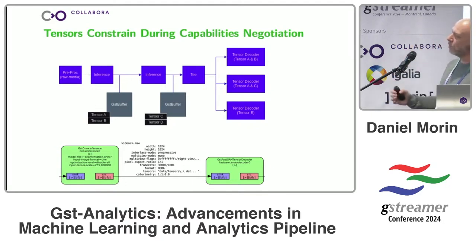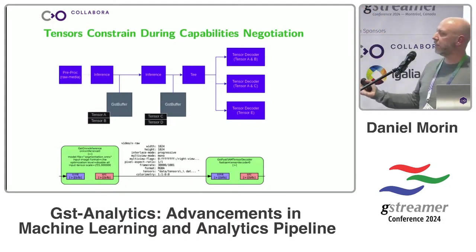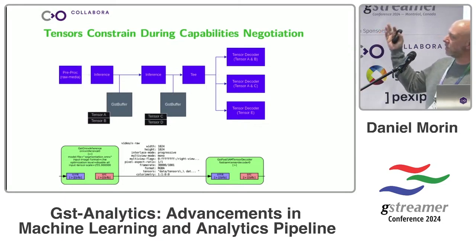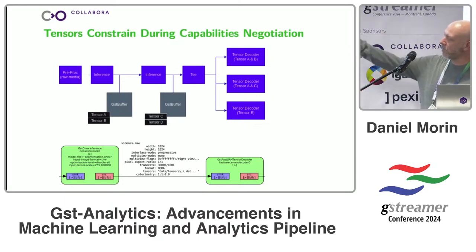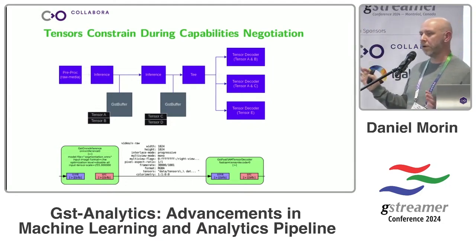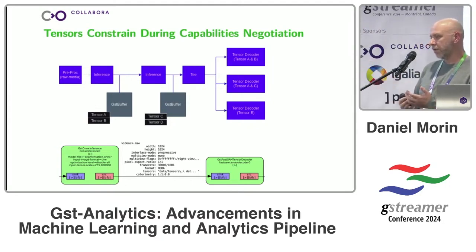Why do we want to have a constraint on the tensor? Well, the whole idea is that we would like to be able to inform upstream. There are the tensor decoders at the end that know how to interpret the result of the analysis, and based on their capabilities, they can inform the upstream inference element that potentially one of the tensors is actually not required. Sometimes, based on the pipeline you're creating, you might not need one of them. So that's one of the goals.